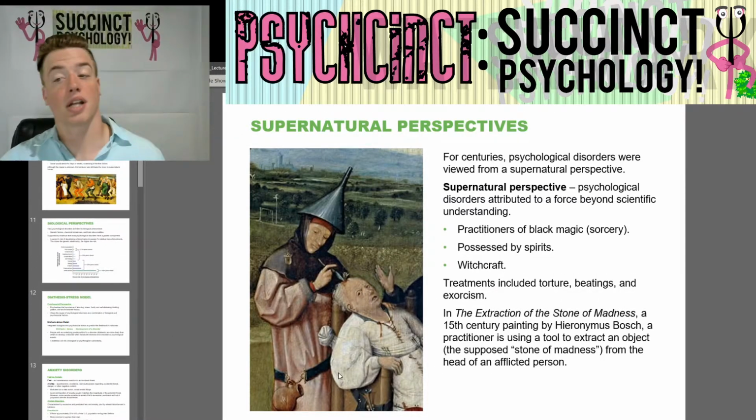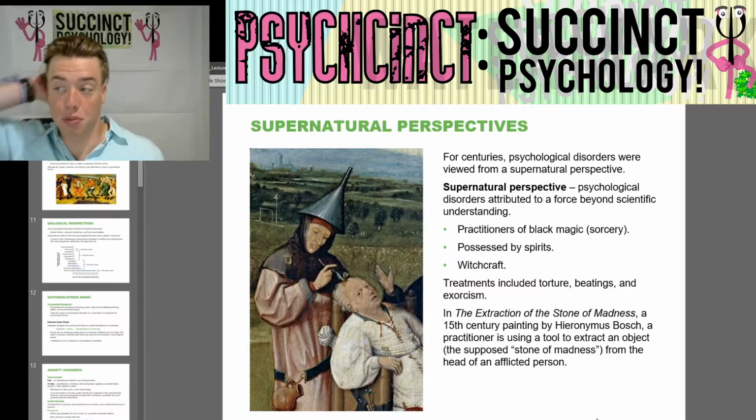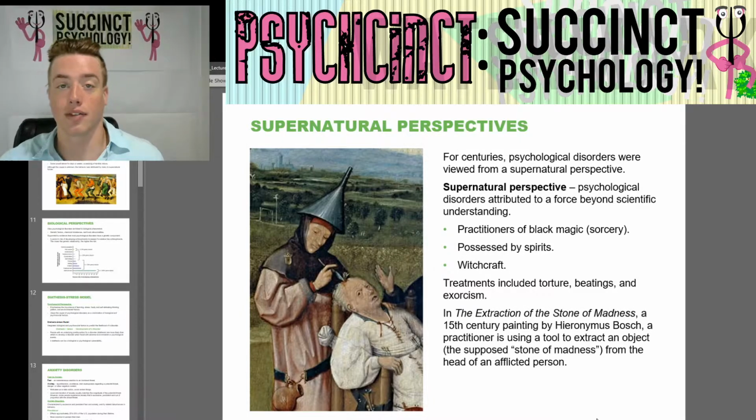So, here are some supernatural perspectives. For centuries, psychological disorders were viewed from a supernatural perspective. That is, a psychological disorder is attributed to a force beyond scientific understanding. So, practitioners of black magic, sorcery, possession by spirits, and witchcraft. Now, treatments included torture, beatings, and exorcisms to treat somebody with a psychological disorder.